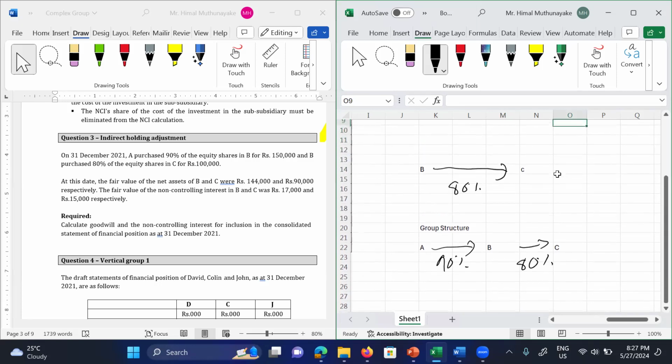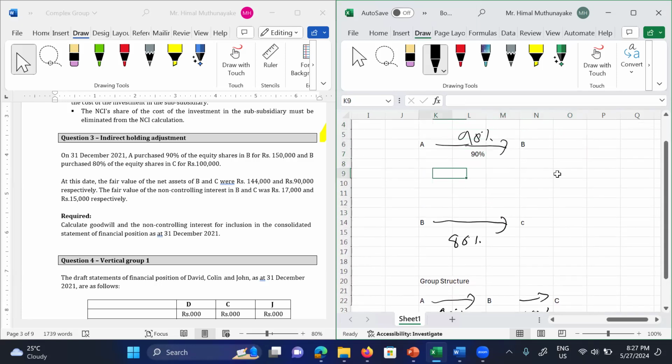So here we need to get the purchase consideration. Purchase consideration is given as 150,000, and for this, 100,000. PC is purchase consideration. So purchase consideration is given as rupees 150,000 and 100,000, right? So we have recorded all these. And then fair value of net assets, right? The fair value of net assets is 144,000 for this combination.